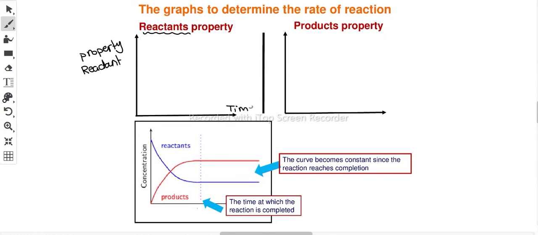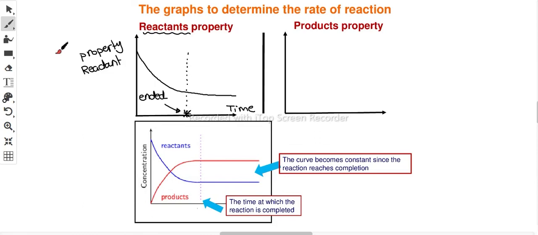So now we need to start thinking, what happens to this property as I am considering a reactant? I need to remember that it will decrease per unit of time, then it will become constant. So when the line becomes constant, exactly at this time, I'm going to consider that the reaction is completed. So here, ended. So this is the time at which the reaction is completed exactly.